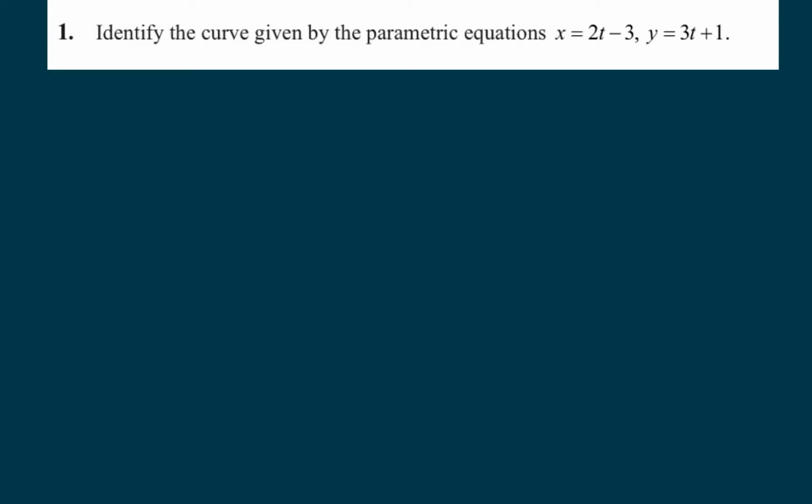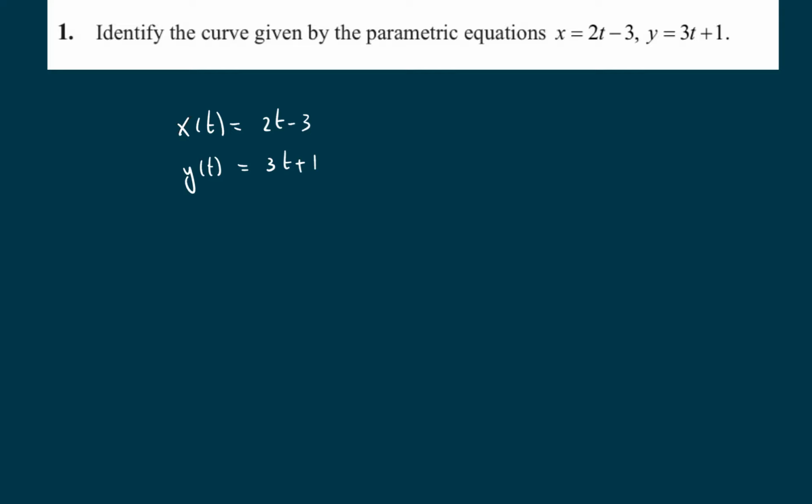The first problem says, given the two parametric equations x of t equals 2t minus 3 and y of t equals 3t plus 1. These two equations represent a curve. What is the curve? How can you see the curve?